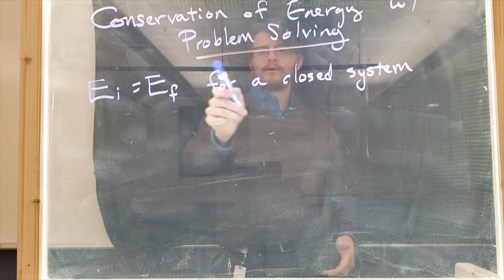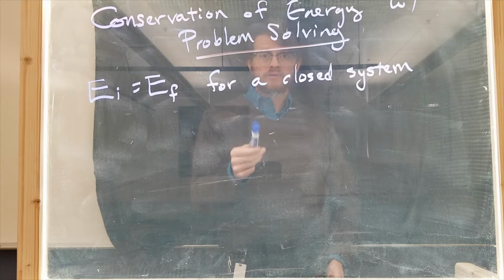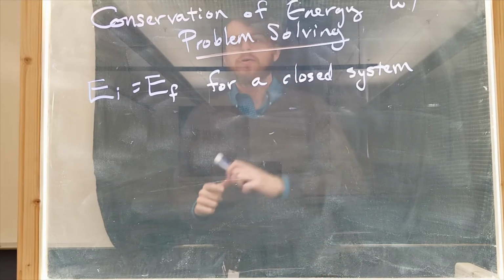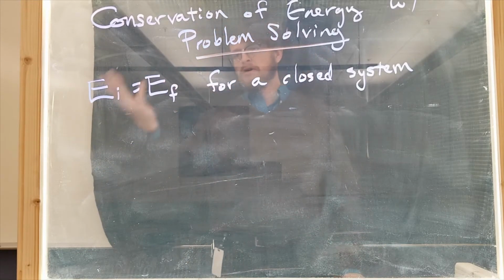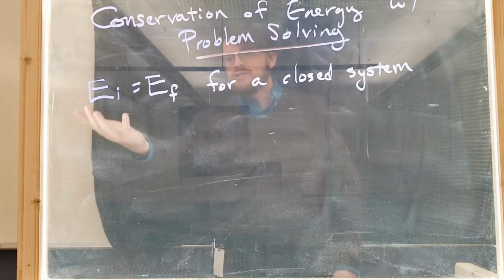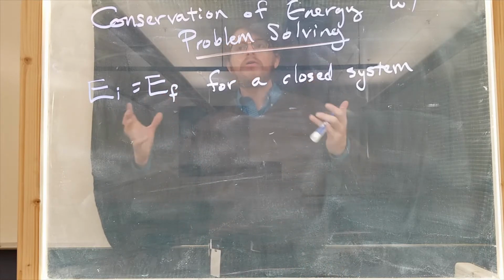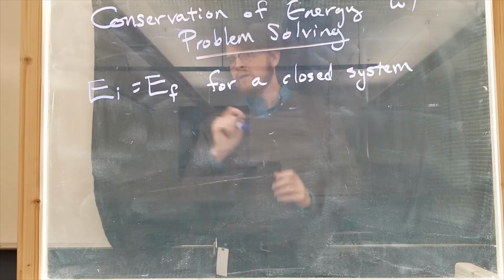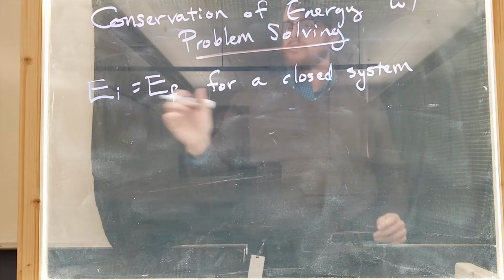But for starters, we're going to do problem solving in scenarios where we don't have to worry about energy transfers into or out of the system. So this is our equation, arguably the most important equation we'll study this whole year: energy initial equals energy final. It is the narrow sense of conservation of energy that does not allow for transfers. So let's do a problem and use this equation.